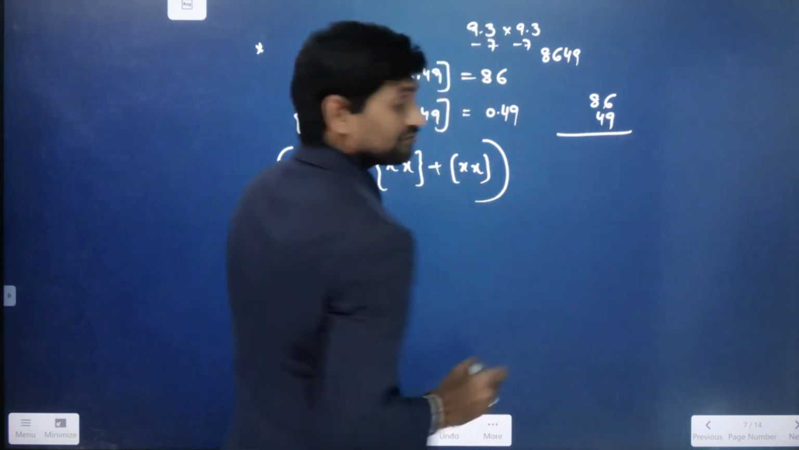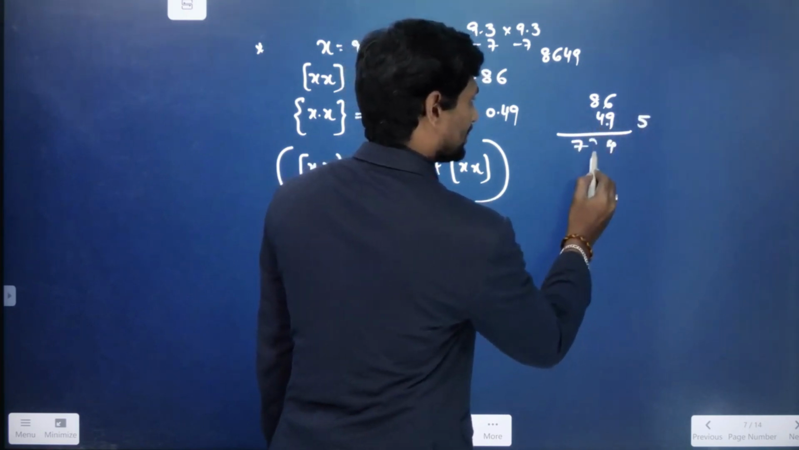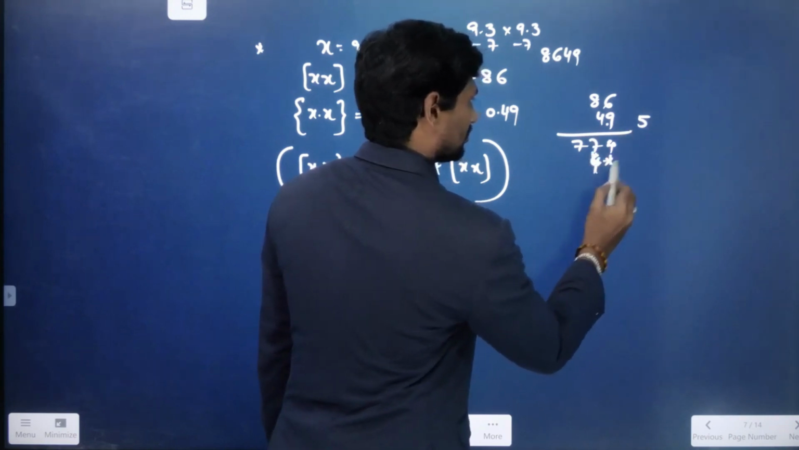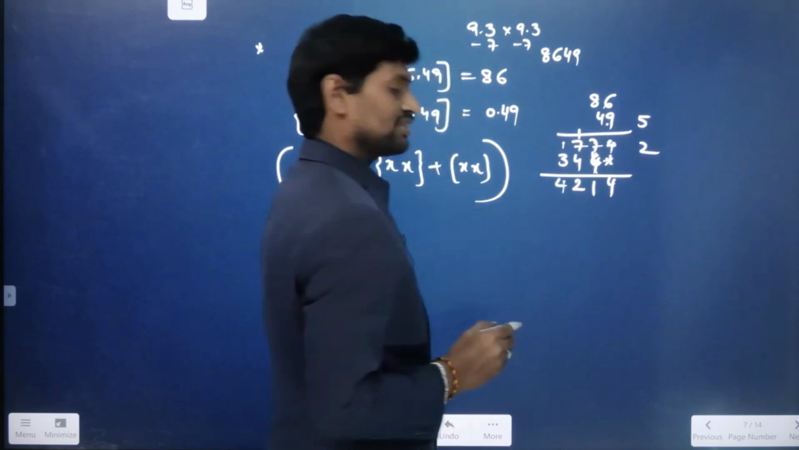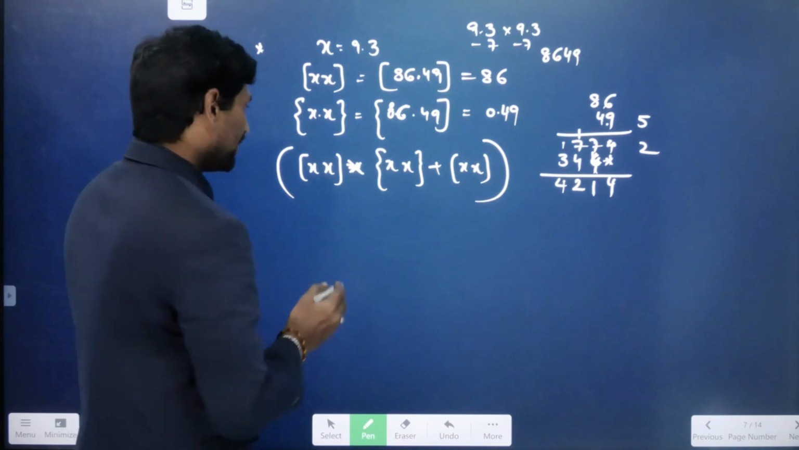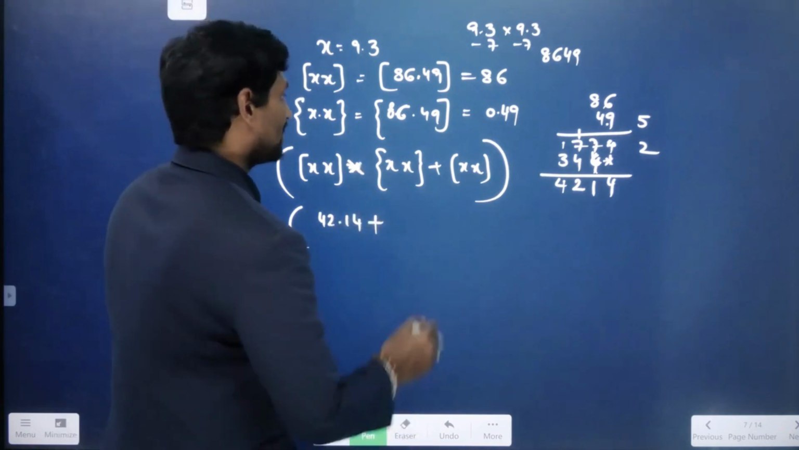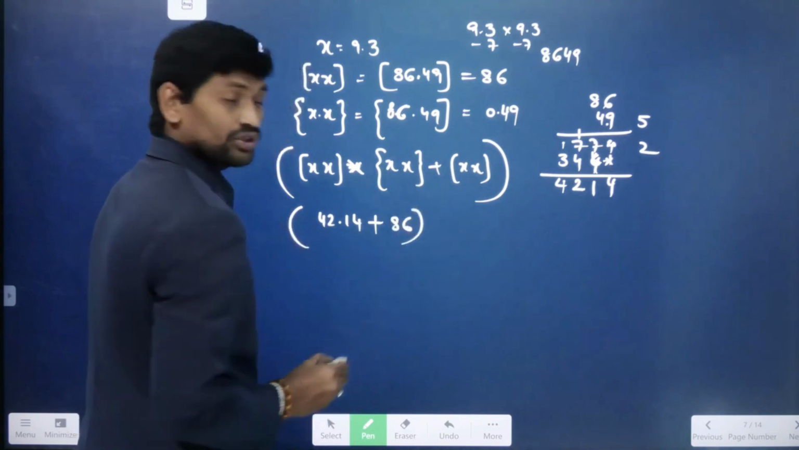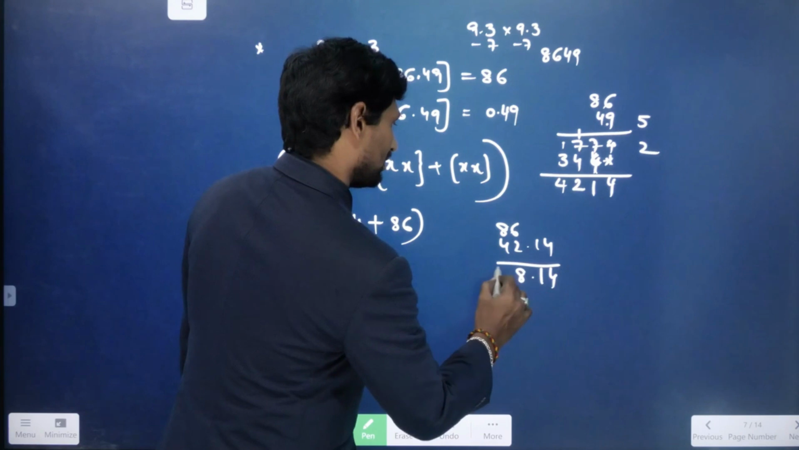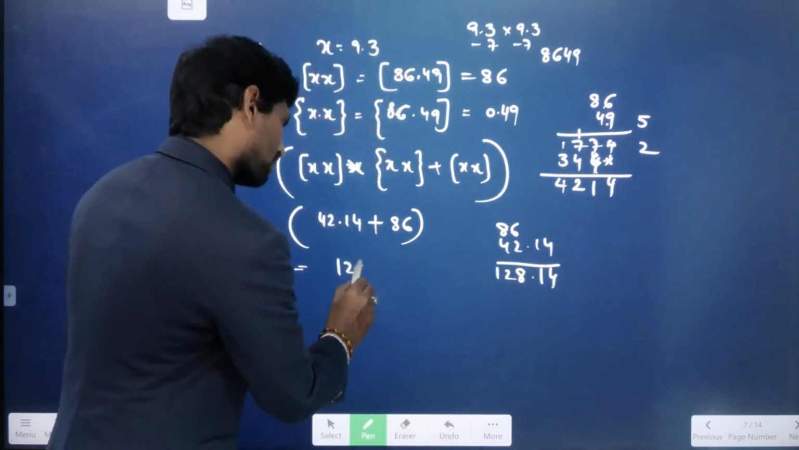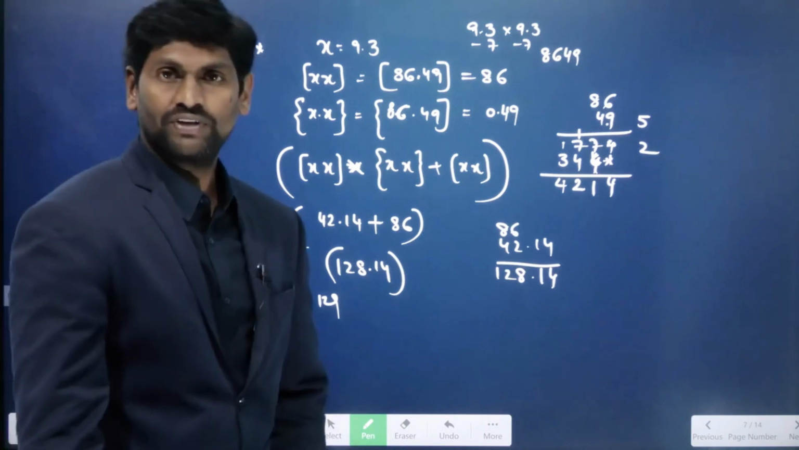So let us find the product with 49 first. It comes to 42.14. Plus this value, 86.49, whose greatest integer is 86. So add both of them: 86 plus 42.14 is 128.14. Its least integer function will be 129. So let us note this.